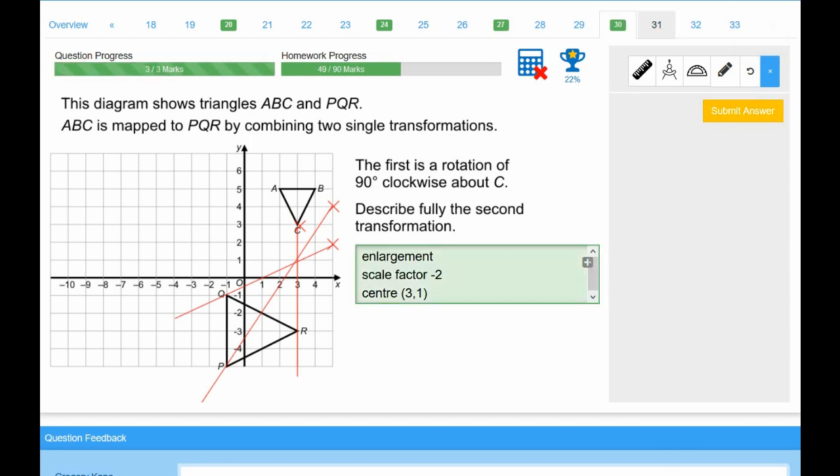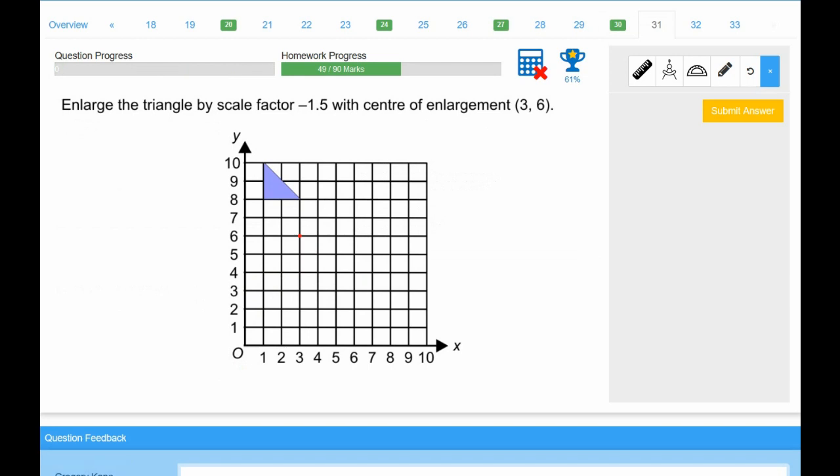And moving on then to 31. Enlarge this by scale factor -0.5 with center of enlargement 3, 6. We know how to do this one. So I draw 3, 6, which is practicing another one of these. We draw our ray lines through here, through here. We work out -1.5, and it should look like this. So there is my triangle, and that's what I am looking for.